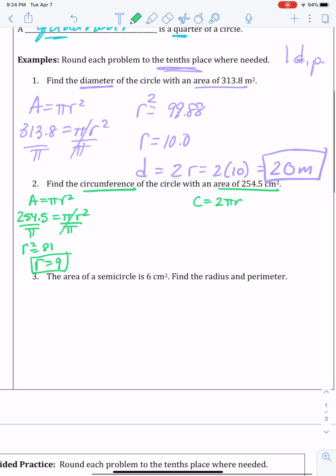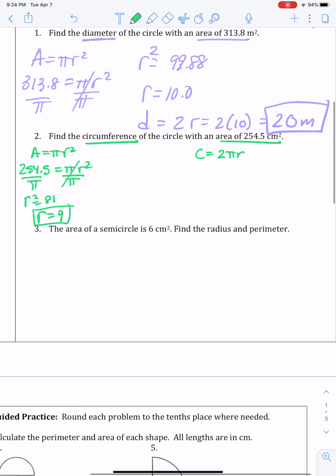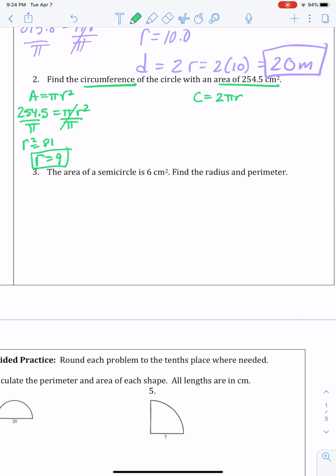Remember, all of these are done to the 10th place, so that's why I round it that way. So now I have an r. So now I can say that circumference is 2 pi times 9, which is 56.5 centimeters. Not a hard problem, but you have to do it in pieces.